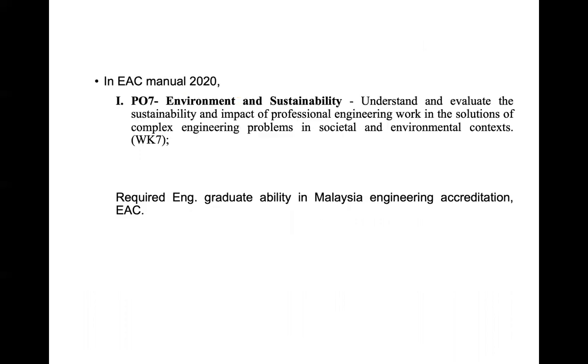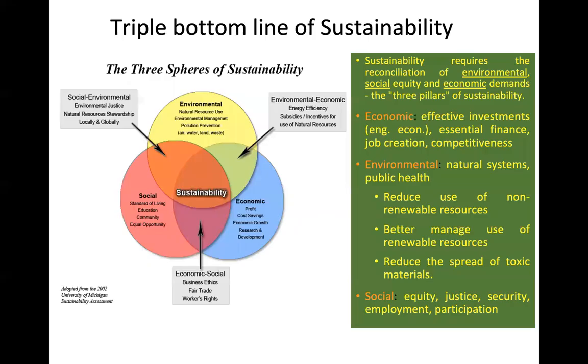Okay, so through the ESC manual, like I mentioned, we are going to link with PO7. You need to understand and know how to evaluate the sustainability and impact of professional engineering work. So for example, probably an assignment is given, how are you going to deal with it? This is one of the criteria you need to achieve before you graduate as a professional engineer. And again, you are an engineer.